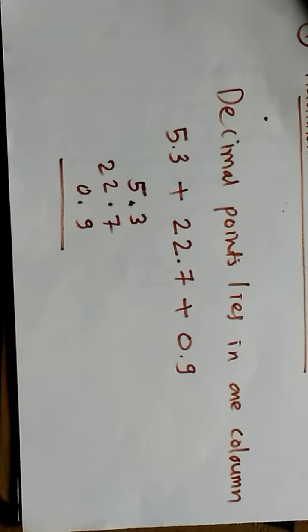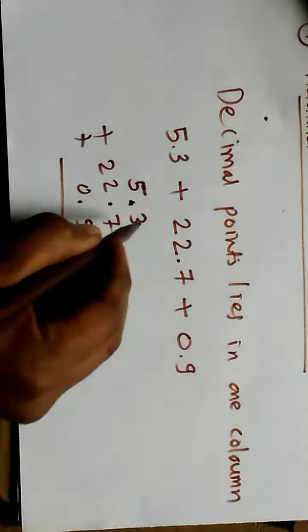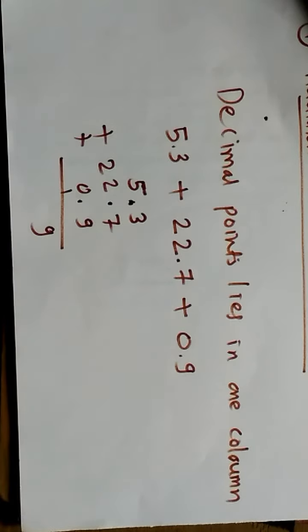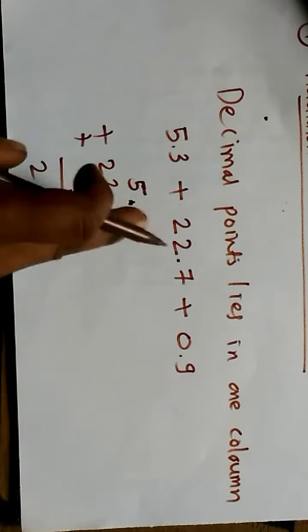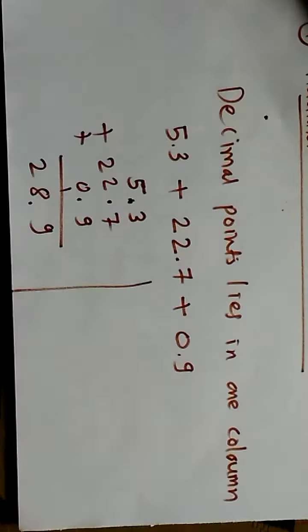Now we are going to do addition. So 7 plus 3, that is 10, 10 plus 9, that is 19, 1 carry on. Okay, 5 plus 7 plus 1, 8 here, 2 here, point here. So the addition of these three decimal numbers is 28.9. Next I am going to discuss the subtraction of decimal fractions.